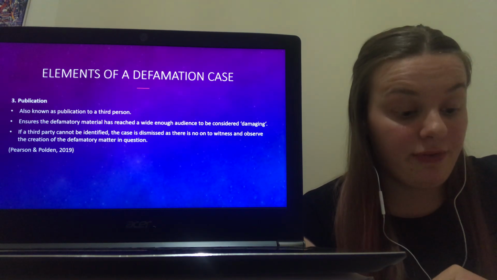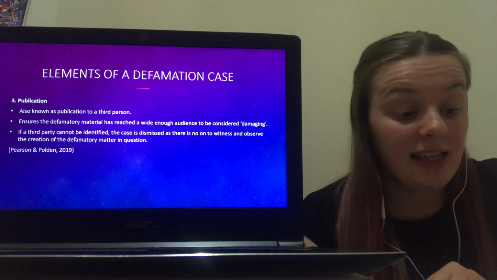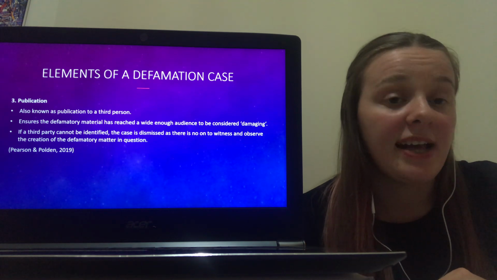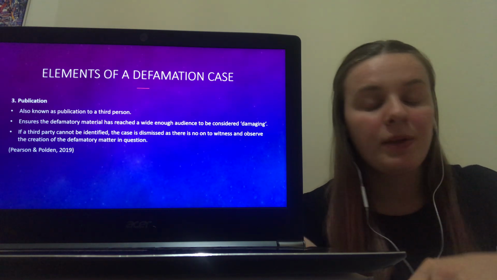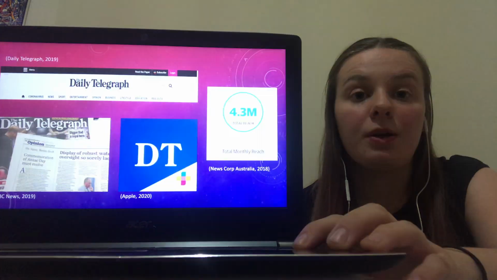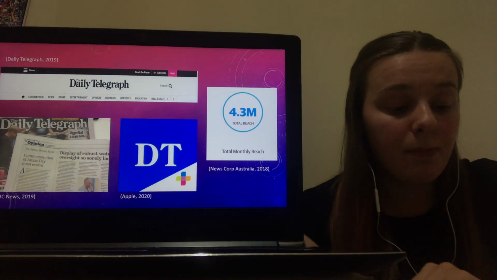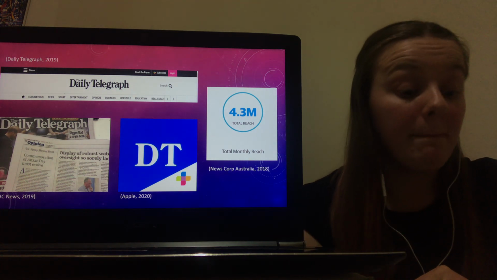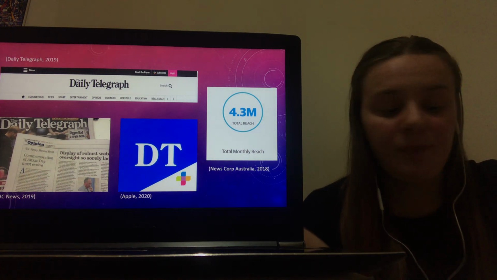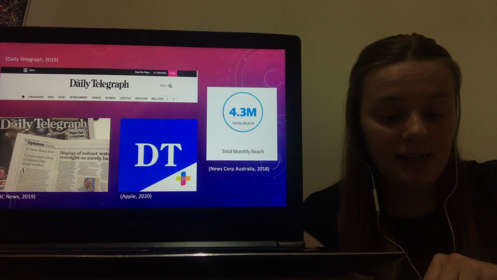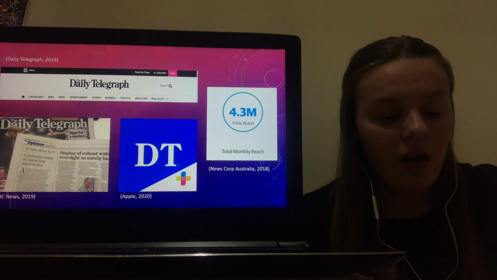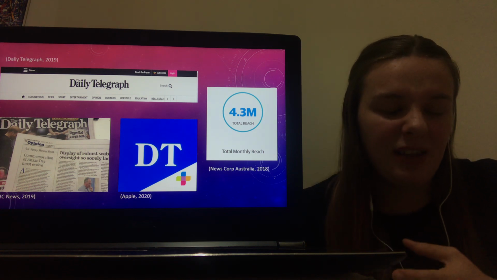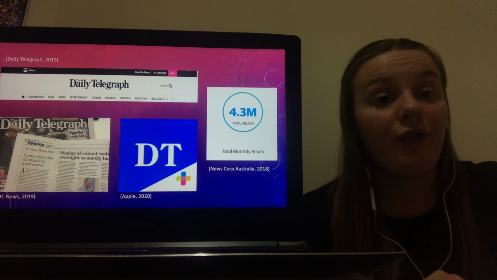Looking again at Geoffrey Rush's case, the articles were found in the Daily Telegraph, which is a New South Wales statewide publication that boasts itself as the number one newspaper in New South Wales. Not only this, but the company also publishes online and also has a mobile app with a total combined monthly reach of approximately 4.3 million people, which is very clearly a lot more than just the two parties named. Had this publication not reached a third party, the case would have just been dismissed, as it is believed that no one else was there to witness the defamatory material.